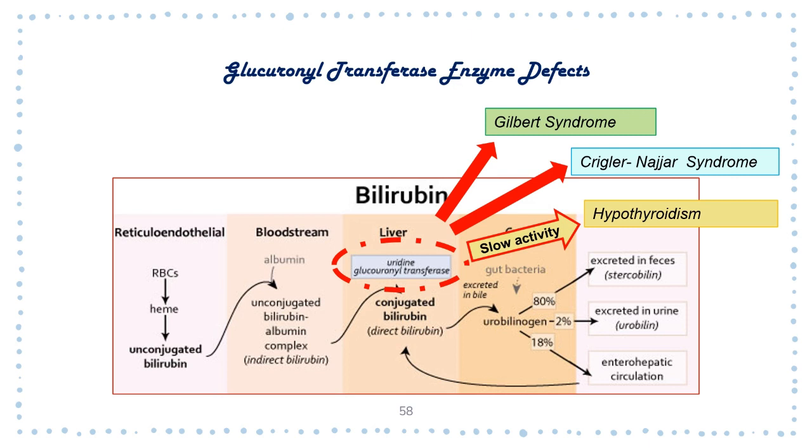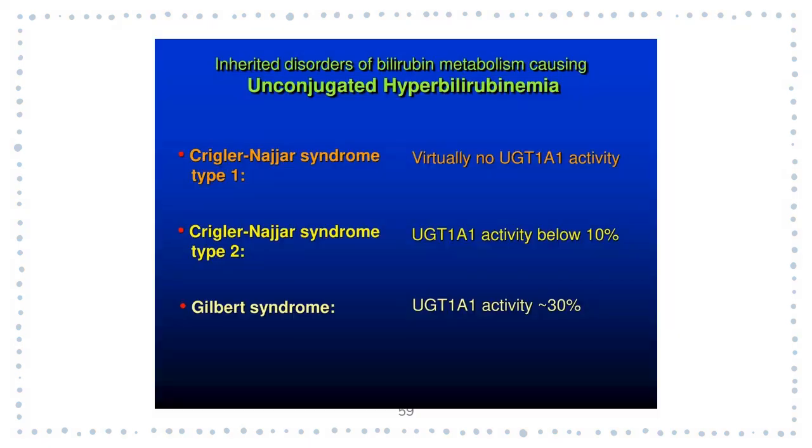But I want to pay particular attention to the first two diseases which we have mentioned, and it's really important that we retain this information, especially from the exam point of view, because clinically they're both quite rare. So what is Crigler-Najjar syndrome and what is Gilbert syndrome?